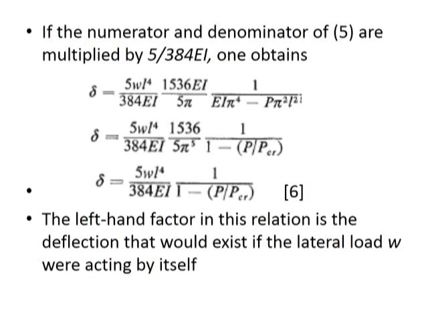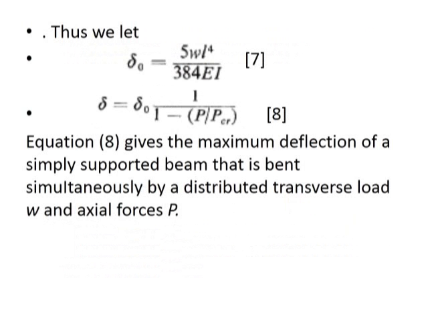The left-hand factor in this relation is the deflection that would exist if the lateral load W was acting by itself. Thus, let delta 0 be equal to 5WL raised to 4 by 384 EI. Then the equation becomes delta is equal to delta 0 into 1 by (1 minus P by PCR). Equation 8 gives the maximum deflection of a simply supported beam that is bent simultaneously by a distributed transverse load W and axial force P.